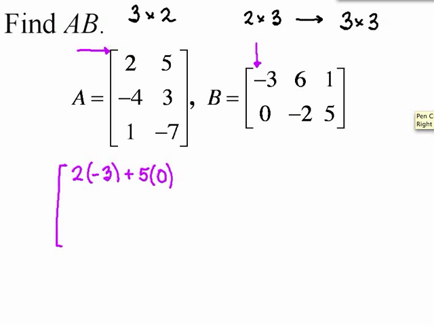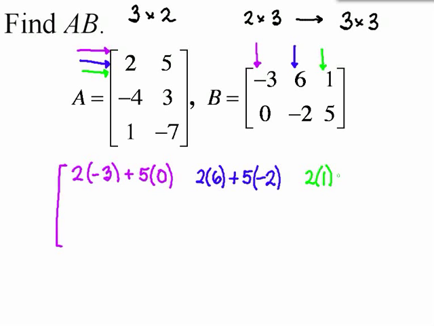Now I'm going to do the same thing with row 1, and go to column 2. Remember what I said: first times first plus second times second. So 2 times 6 plus 5 times -2. Now I'm going to do row 1, column 3. So I've got 2 times 1 plus 5 times 5.